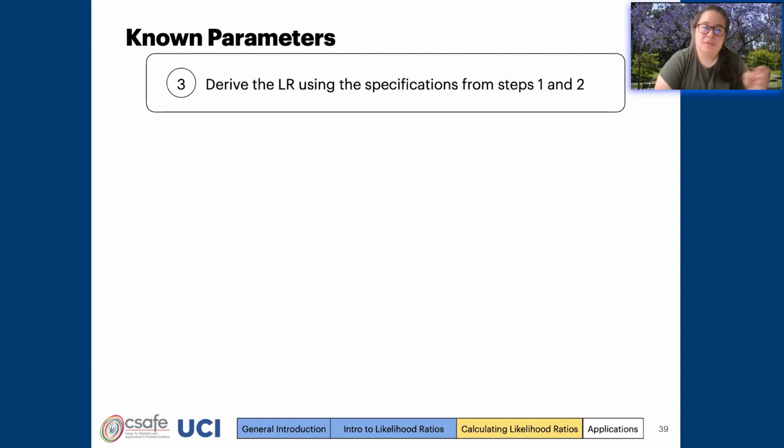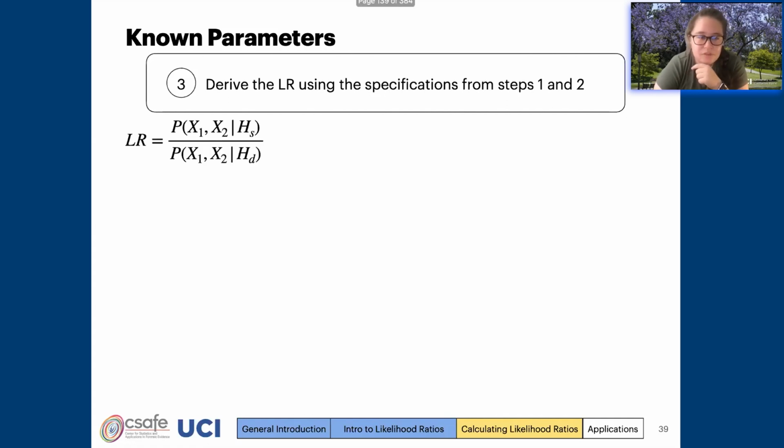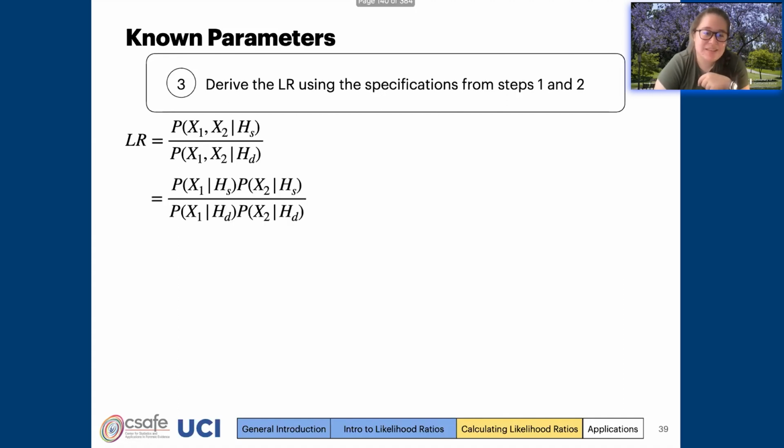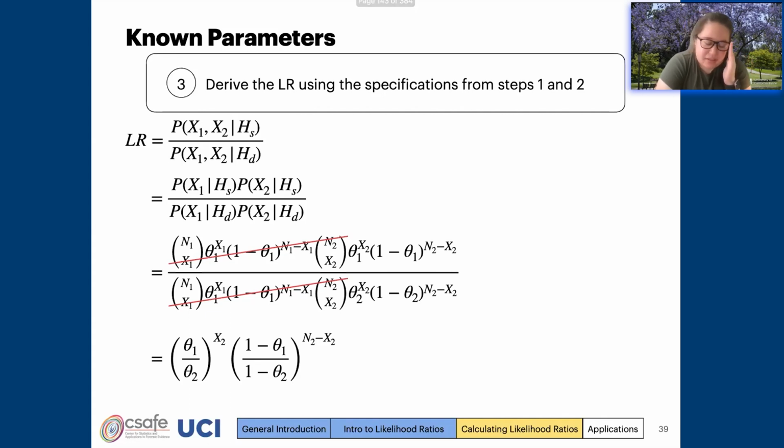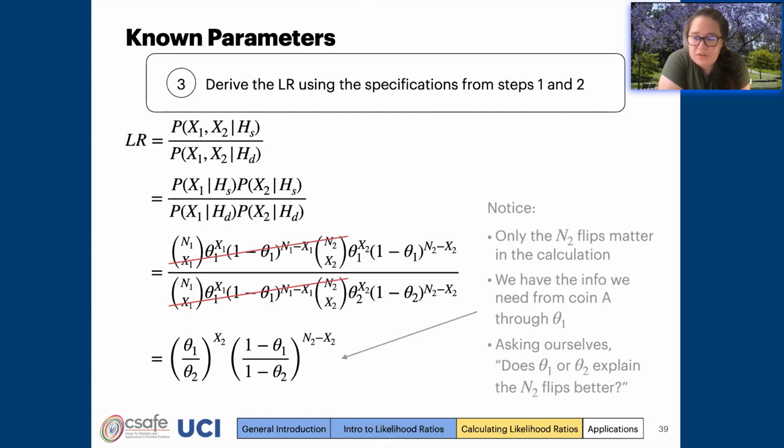So now that we know theta 1 and theta 2, let's go into step 3, which is deriving the likelihood ratio. So again, here's the formula for the likelihood ratio. You'll see this many times. And using the conditional independence assumption that I mentioned before, we can split up these two probabilities. And all we're doing is plugging in the binomial likelihoods from the previous 2 slides. So this is just the product of the 2 binomial likelihoods on the top and the product of the 2 binomial likelihoods on the bottom. And we can see there's a lot of repeats in the terms here, so a lot of this cancels out. And so what we're left with is this term that has in it theta 1 and theta 2, x2 and n2. And so the important thing to notice here is that only the unknown source flips matter in this calculation. We don't have anything to do with the n1 flips in here. And that's because knowing theta 1, we have all of the information that we need from coin A. We don't need to see its reference data. So basically with this formula, we're just asking ourselves, does theta 1 or theta 2 explain the unknown source flips better?